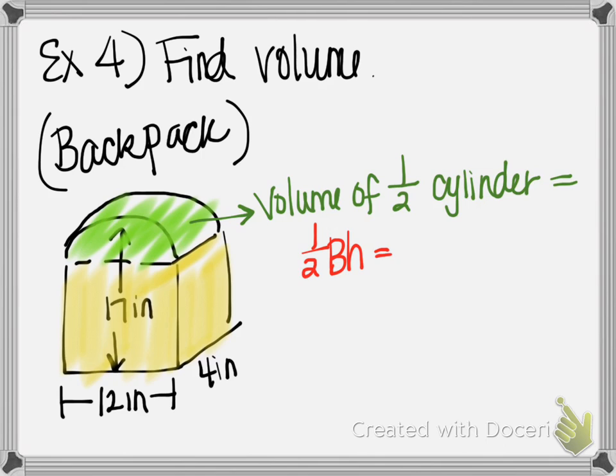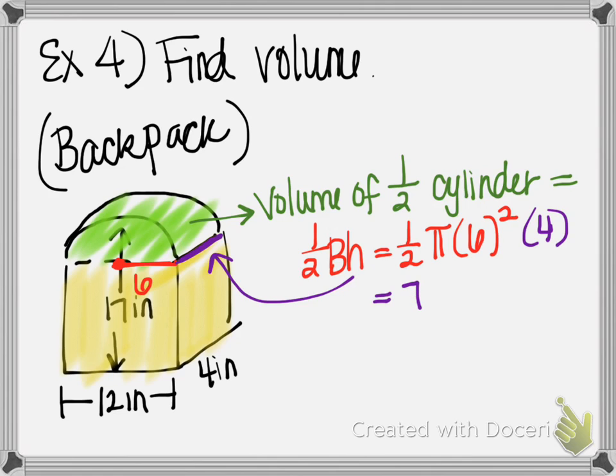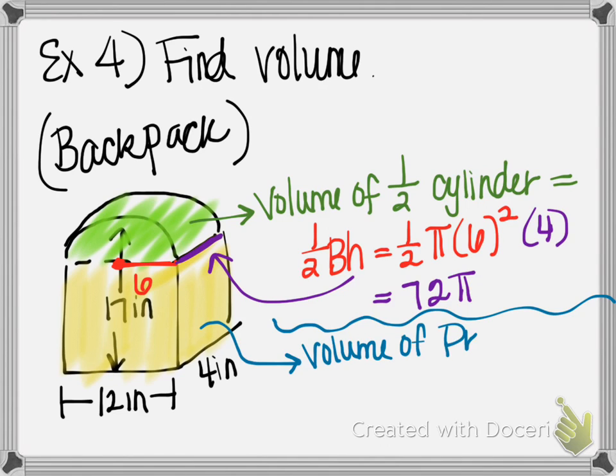Area of the base means that I need to know what the radius is. What is the radius? Well, let's put it on the diagram. There's the radius. It's half of 12, which is 6. So I do 1/2 times pi times 6 squared. Remember, the 1/2 just comes from this being a half of a cylinder, and I multiply this by the height of the cylinder, which is 4 inches.